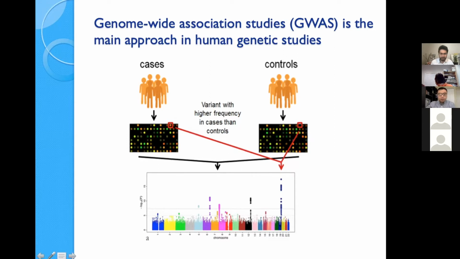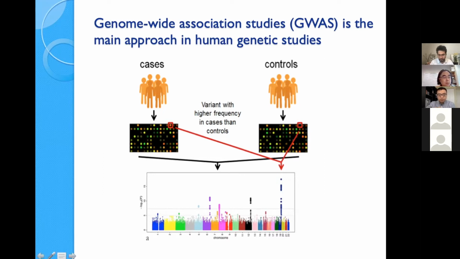In GWAS, you typically start with collecting DNA samples from cases and controls. Cases are individuals that are affected by the disease, and controls would be healthy individuals, but they match cases in their gender, their ethnicity, and other aspects. And then you can sequence or genotype your DNA variants.